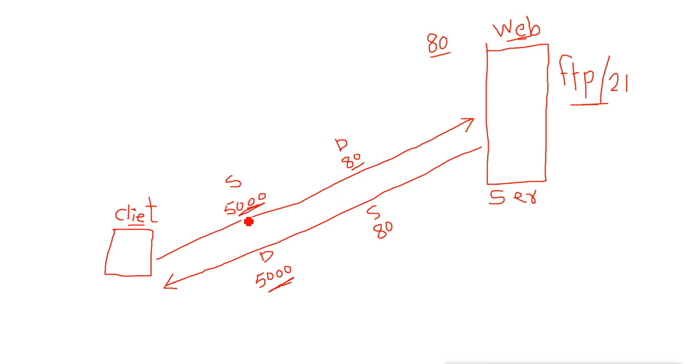Now the port number will differentiate that this request is for port number 80, which I sent at that time, and this is what I got as the reply.